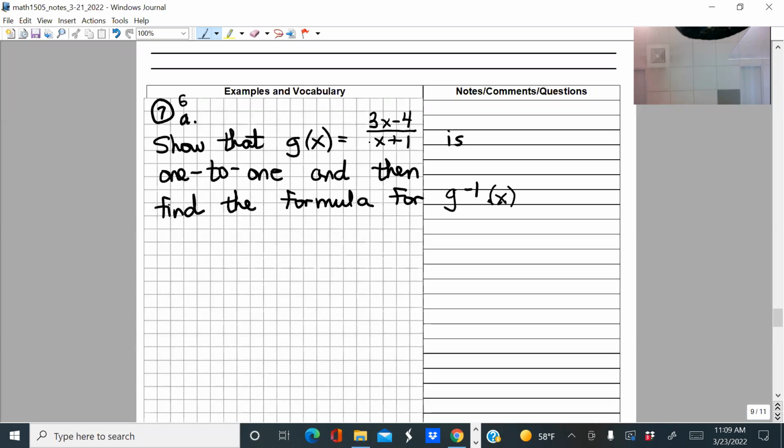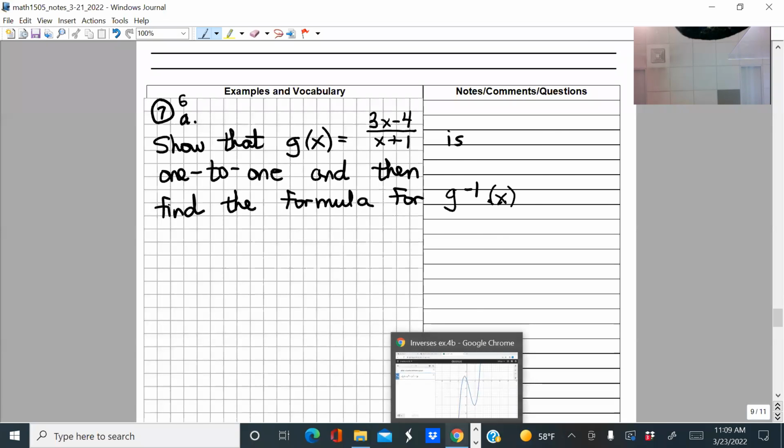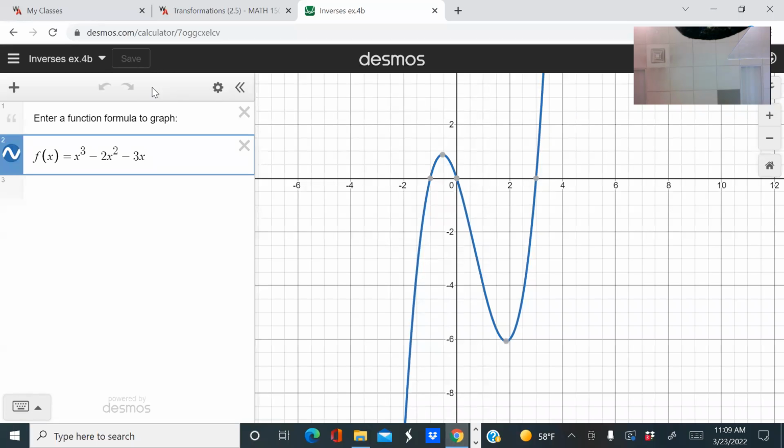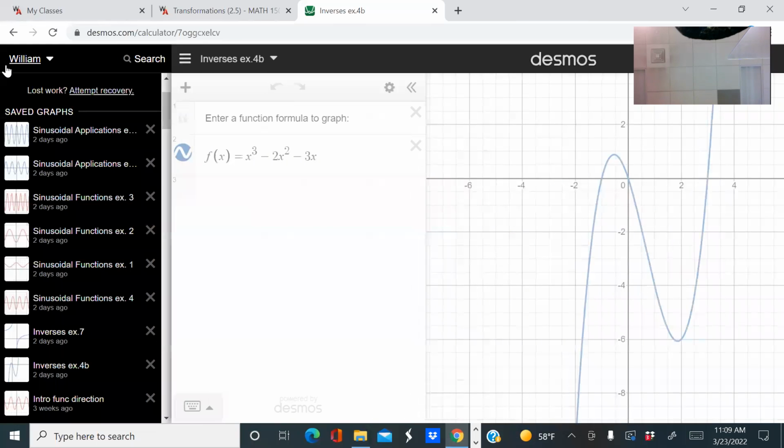We'll do that by looking at the graph. Okay, so we'll try to figure that out by looking at the graph of 3x minus 4 over x plus 1. And then we want to see if we can discover the formula for g inverse. So we're not going to have the formula given to us. We're going to just see if we can figure it out. Okay. All right. So first, let's look at a graph of 3x minus 4 over x plus 1. So let me see if I've got that one graphed already.